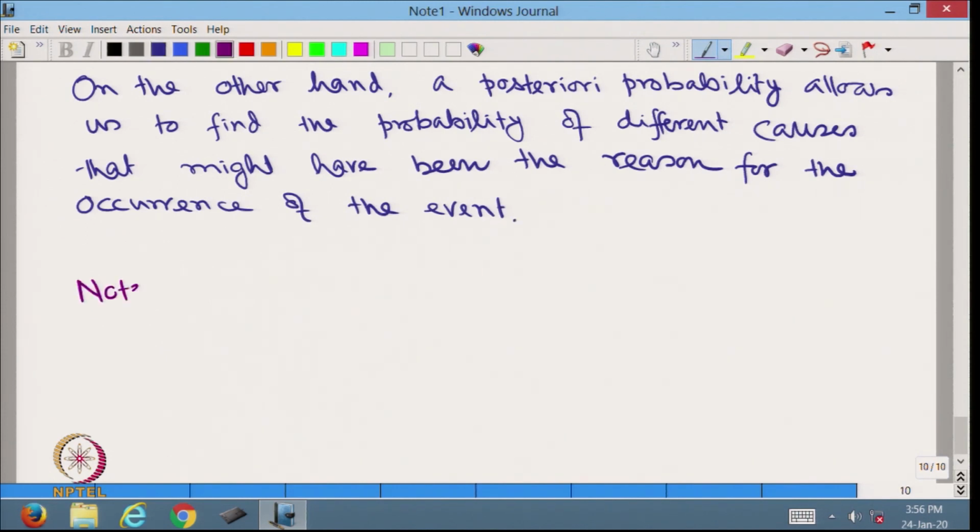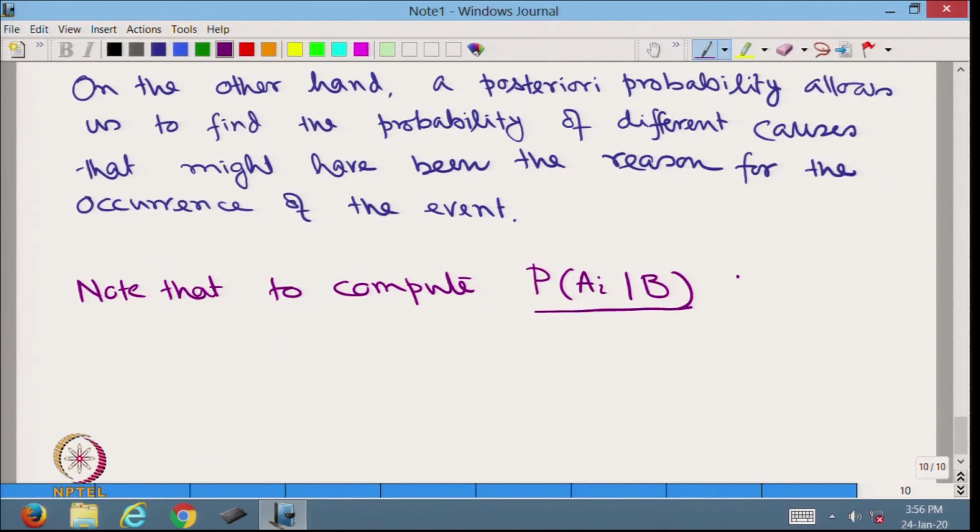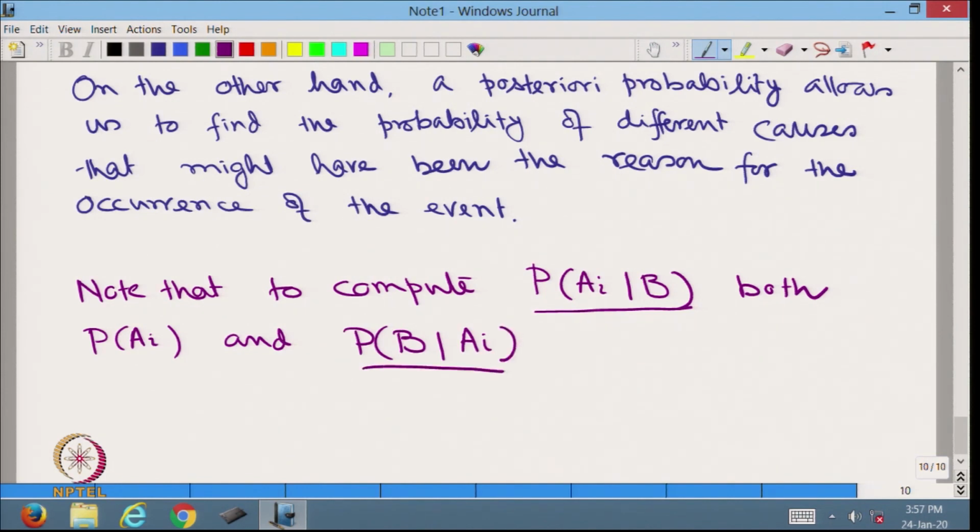Note that to compute probability A I given B, that is the posteriori probability, both probability of A I and probability of B given A I, which is the a priori probability, are important. Why?